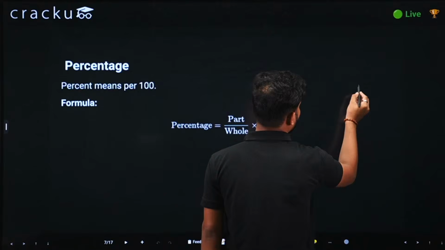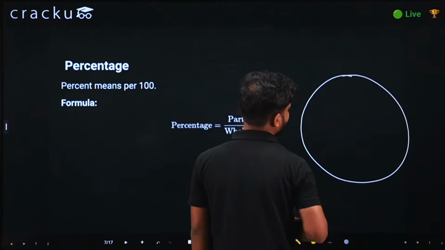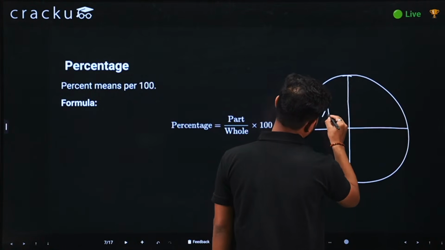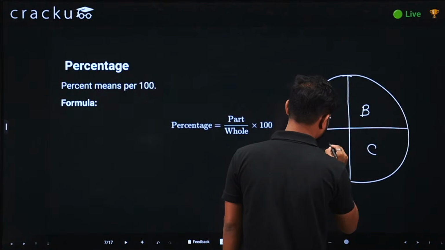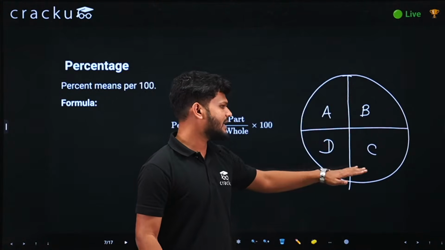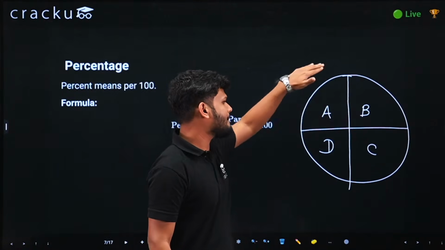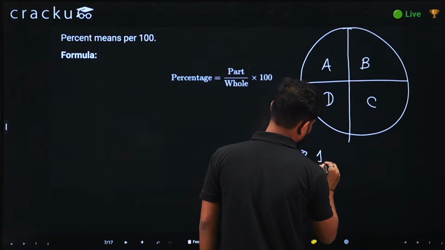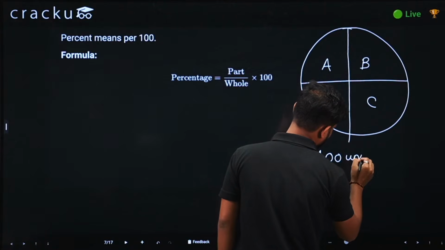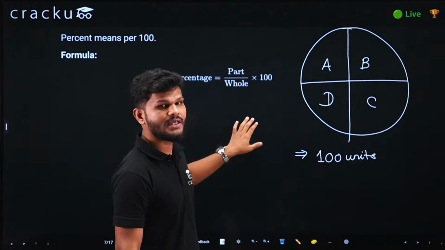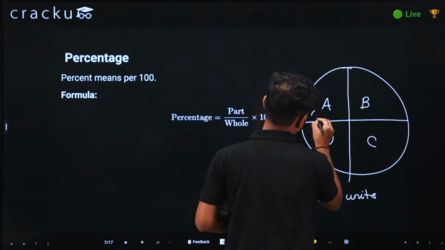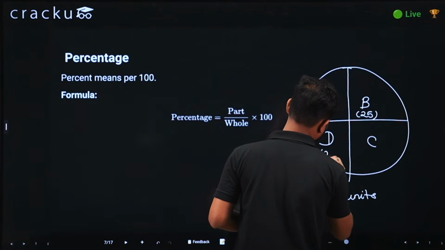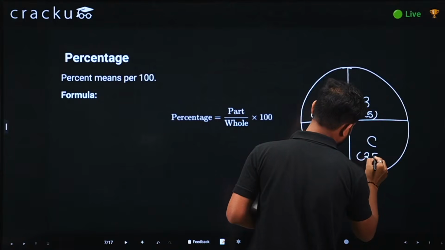Let us say you have a pizza, for example, and this pizza has 4 equal slices. Let us say A, B, C and D, right? Now these are the 4 equal slices of pizza. So let us say the complete pizza, this whole circle, is equal to 100 units. Okay. So each part will be how many units? Each part will be 25 units, right?